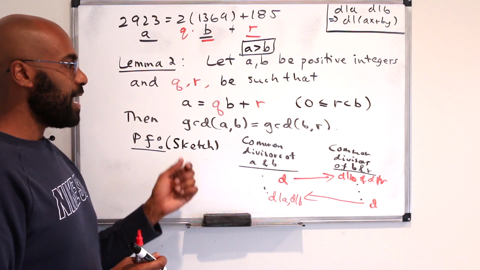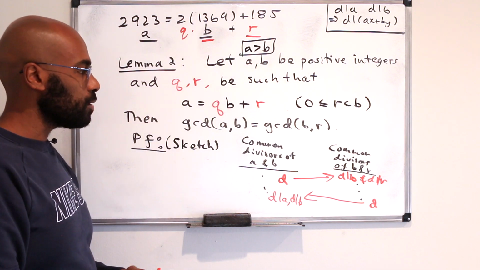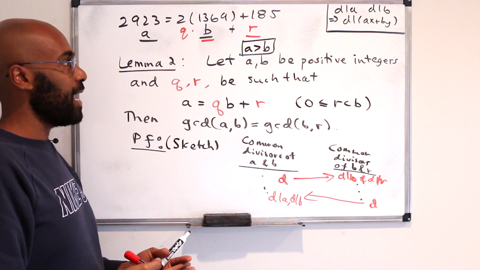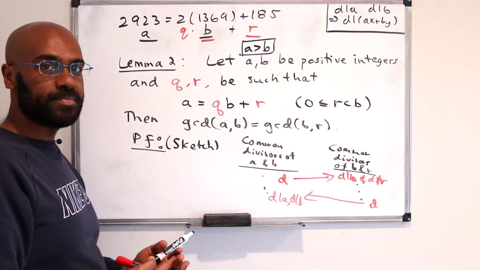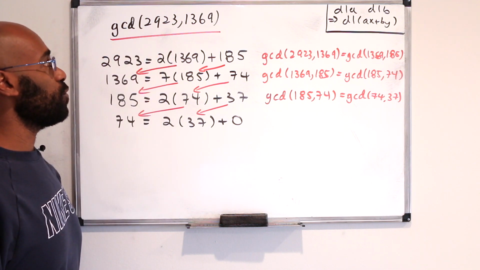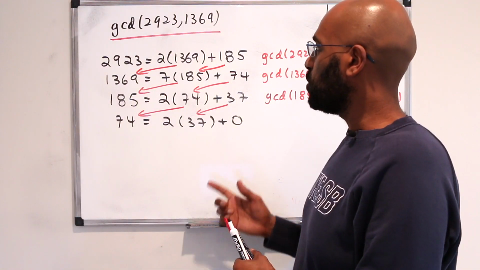Okay, so now that we have this in our arsenal, we can replace the GCD of a pair with a pair that looks objectively smaller. Let's look at the consequences of actually developing an algorithm for determining the greatest common divisor of a pair of numbers. So going back to our motivating example, which was the GCD of 2923 and 1369, here is the process and how it plays out using what we just proved before.